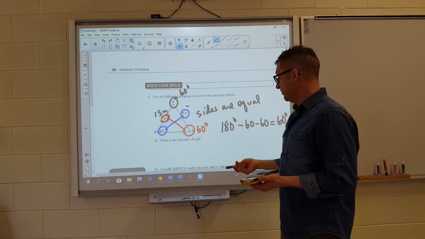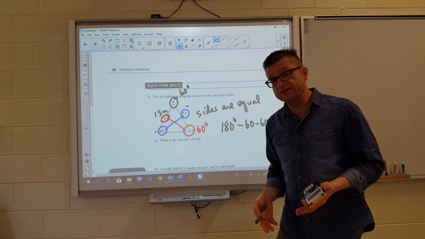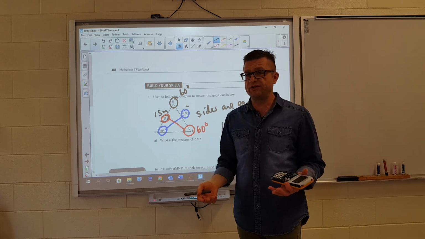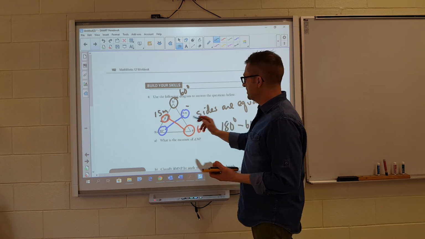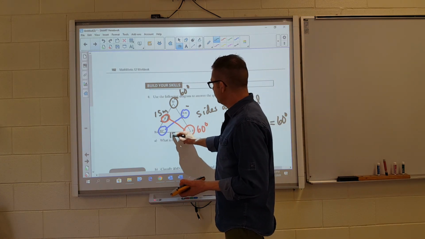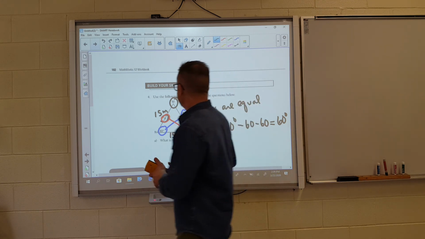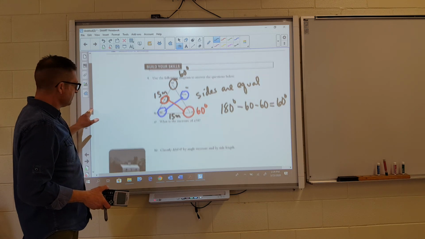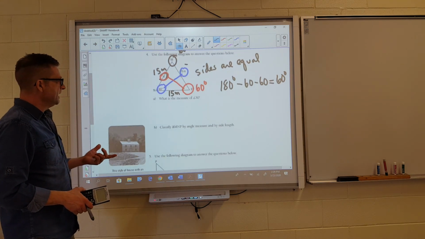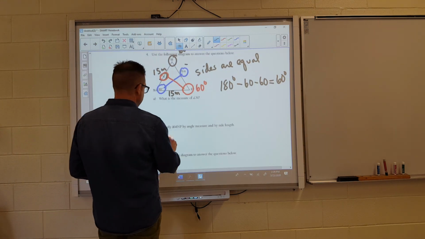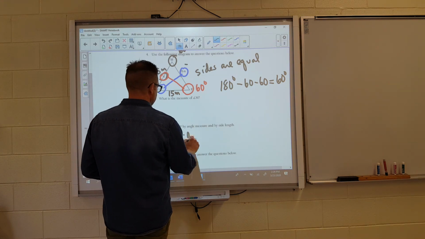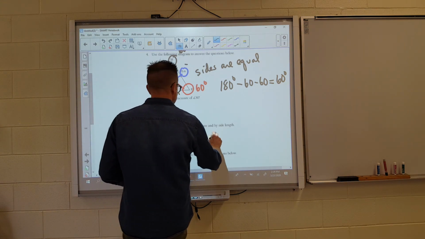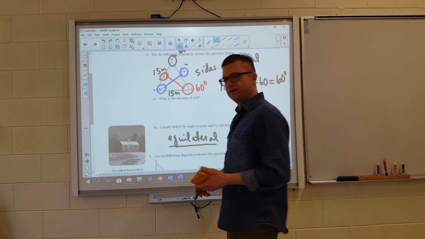Now, the cool thing is, if all the angles are 60, that means all the sides are also the same, which means that this bottom side is 15 meters as well. Now then we'd want to show off our knowledge of triangle types, and we would say this is an equilateral triangle. Equilateral. And that is it for today.